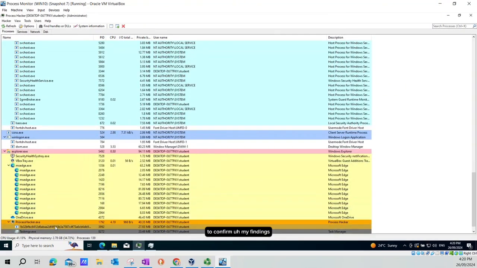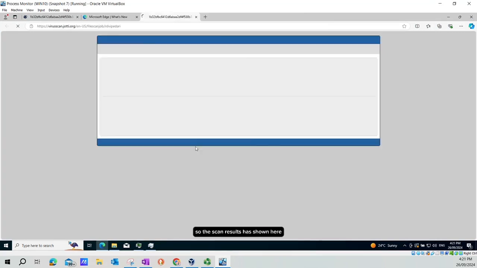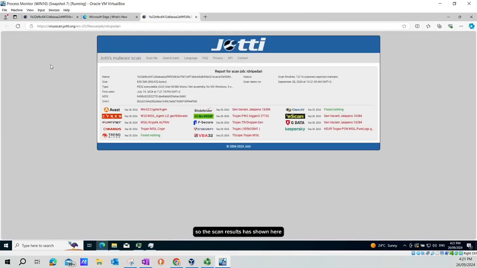To confirm my findings, I will be using Process Hacker's send-to function to Jotti's sandbox and upload this malware to see whether it's a Trojan or what, depending on the result that is scanned. The scan results shown here were clear: many antivirus programs detected this executable as a Trojan. This confirmed my suspicion and validated the malware's dangerous capabilities.